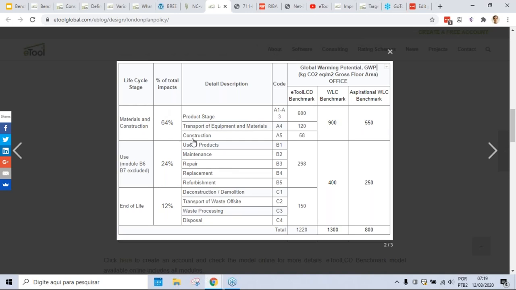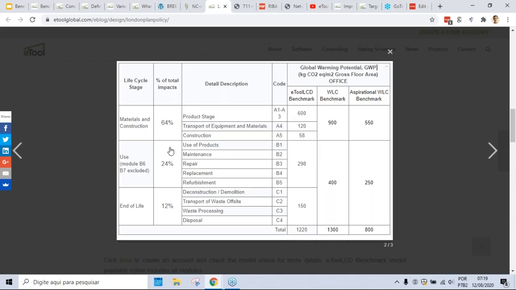So we're seeing a focus in module A1 and A3, the product stage, because the majority of the impacts for this scope occur at the materials and construction stage, a project stage. So you see here the eTool benchmark 600 kilograms. So half of these impacts occur at the product stage.